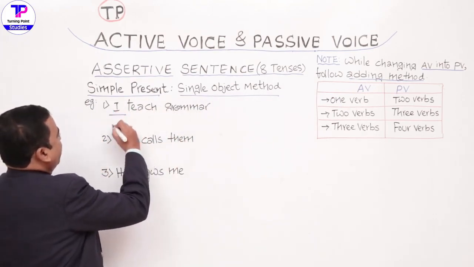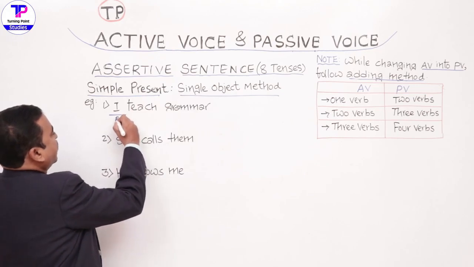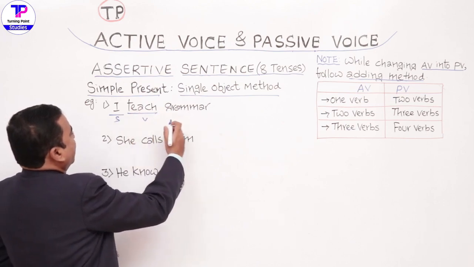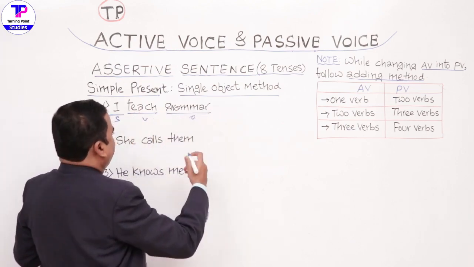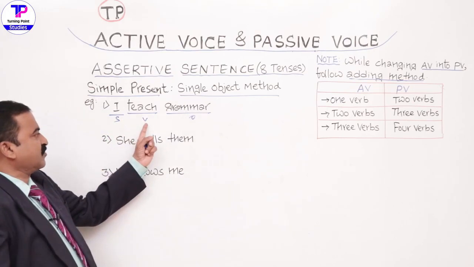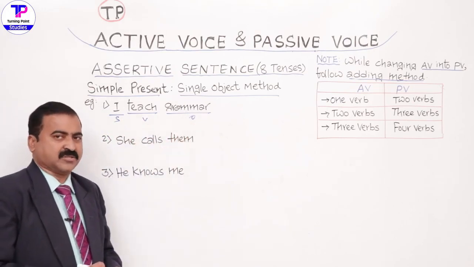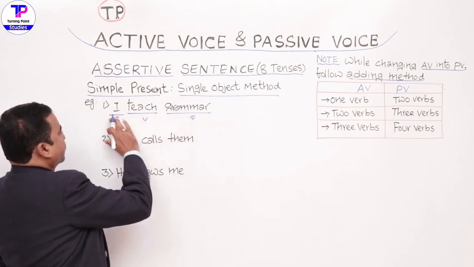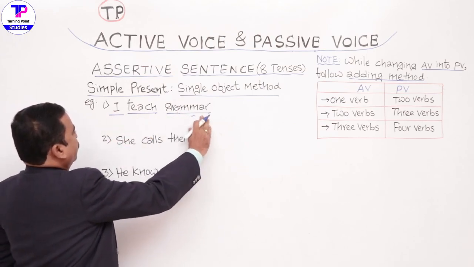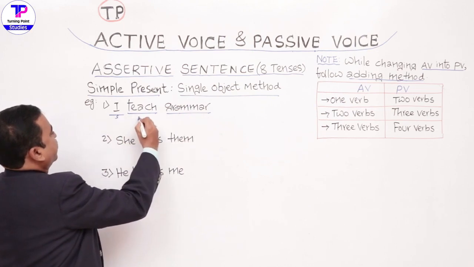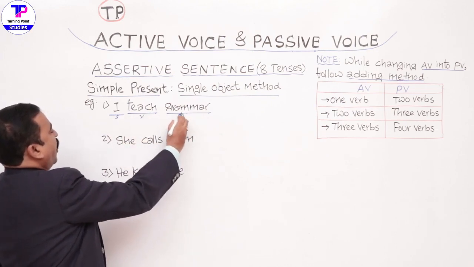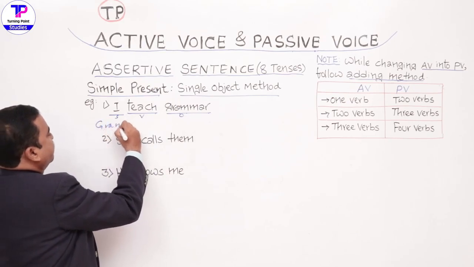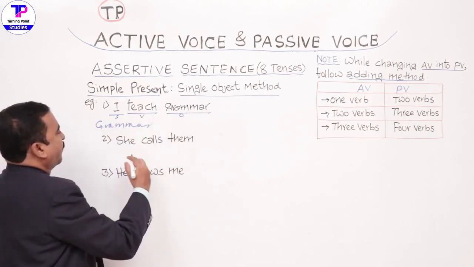Whatever comes in the beginning is called subject. The word I is subject. The next one, teach, is called verb. And the next one, grammar, is object. This is subject, this is verb, and this is object. Convert object into subject, and subject into object. Now the object is grammar here. Bring the object into subject as grammar.